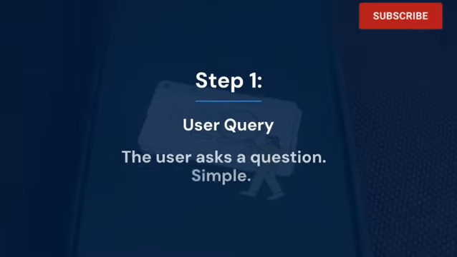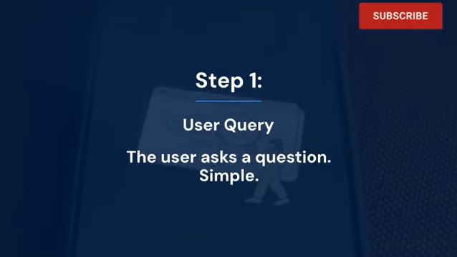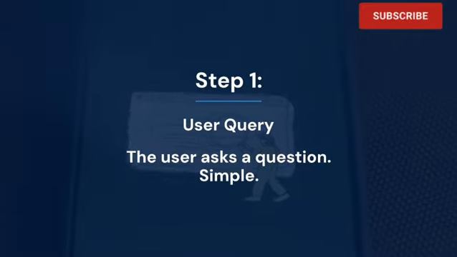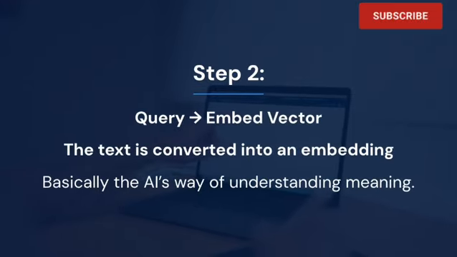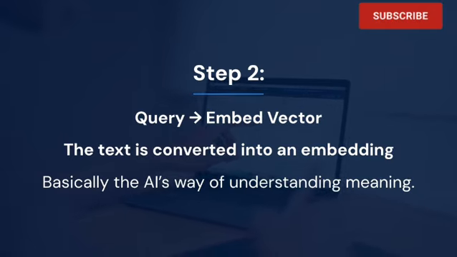Step 1. User query. The user asks a question. Simple. Step 2. Query embed vector. The text is converted into an embedding, basically the AI's way of understanding meaning.